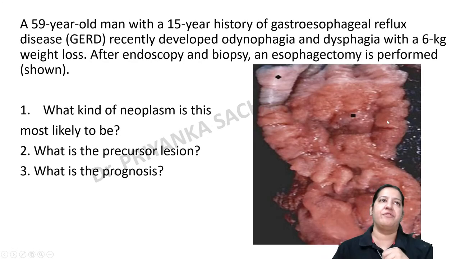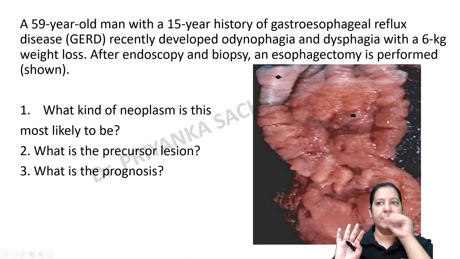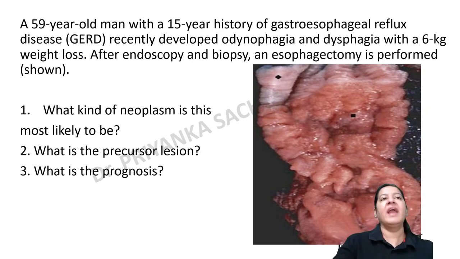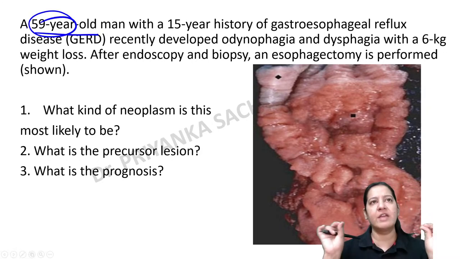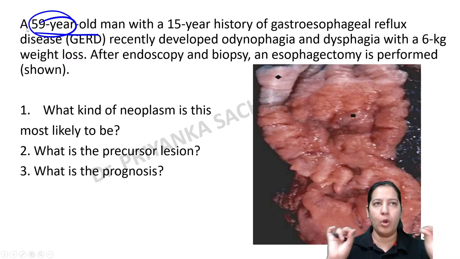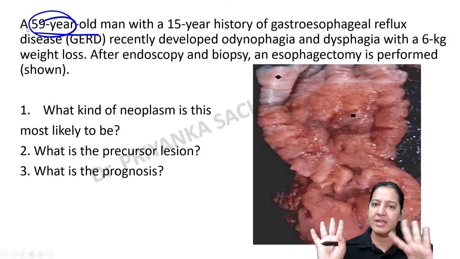This is the next question in front of you. Let me read the question, then we will try to solve it. I will show you the image separately also. A 59-year-old man. Age is always important in your question. Age always gives you a clue whether the disease is occurring in old age, young age, middle age, or child. So a 59-year-old male is there, that is, the disease is occurring in old age.